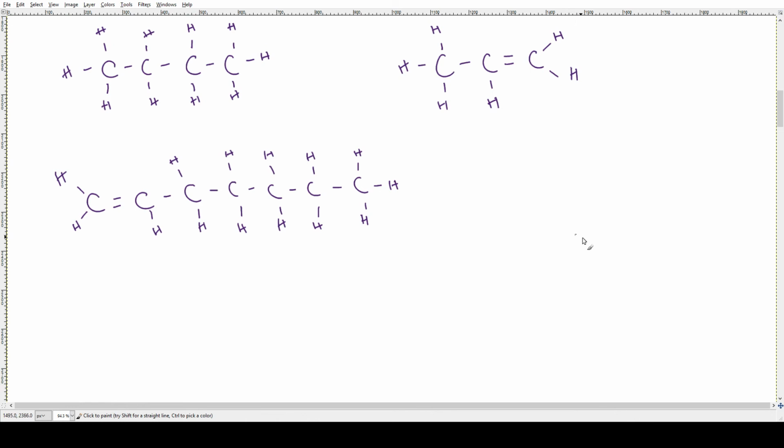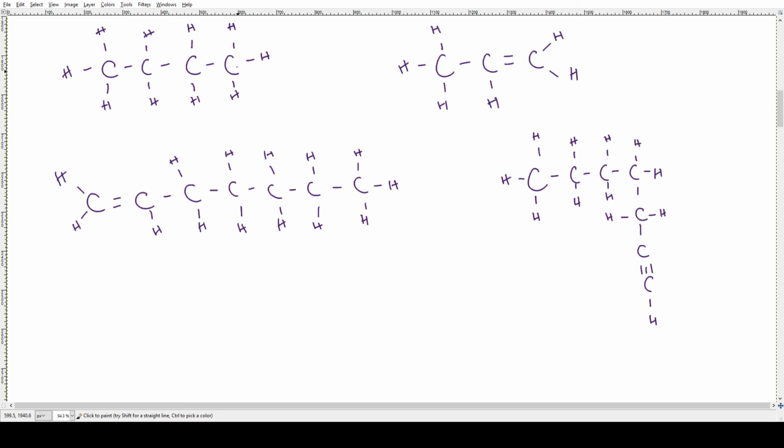And finally, let's name this one. So name these guys and label them as saturated or unsaturated. I'm trusting you to pause and figure that out. So now I'm going to give you the answers.